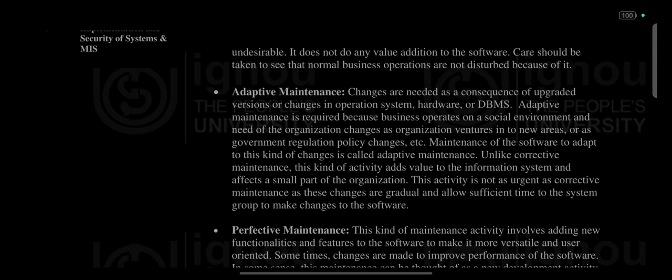Adaptive maintenance. Changes are needed as a consequence of upgraded versions or changes in operating system, hardware or DBMS. Adaptive maintenance is required because business operates in a social environment and the needs of the organization change as the organization ventures into new areas or as government regulation policy changes, etc. Maintenance of the software to adapt to this kind of changes is called adaptive maintenance.